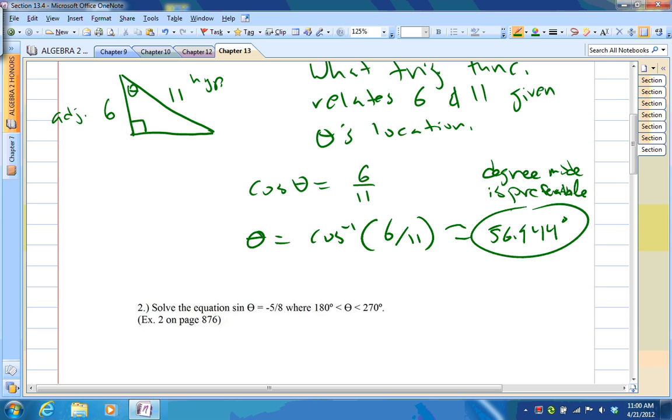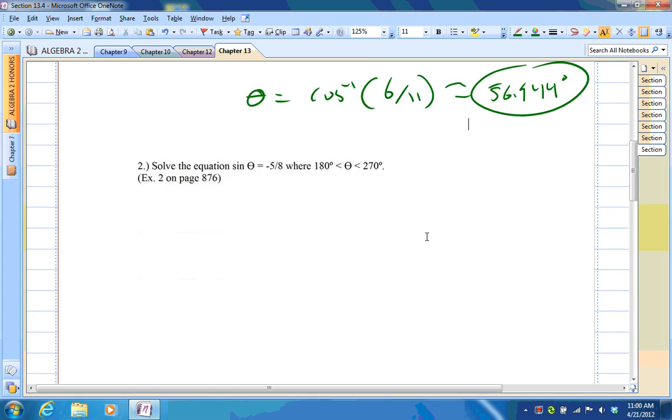In class on Monday, we'll start dealing with word problems where you might be standing 20 feet away from a building, and the building might be 50 feet high. What is your angle of elevation? You'll see those kinds of problems on Monday, but it involves the same kind of stuff here.